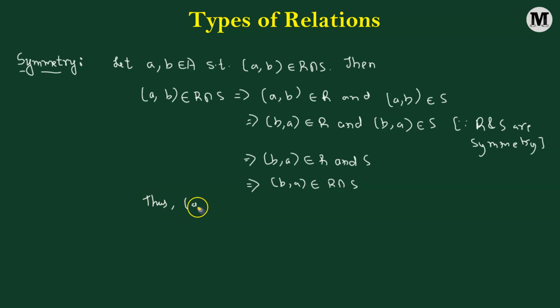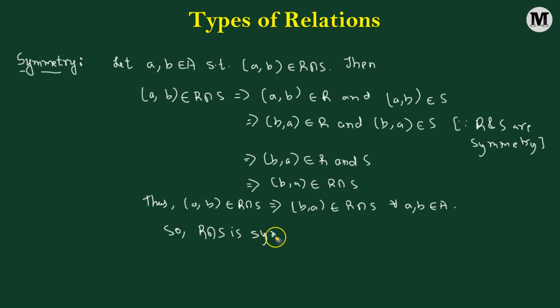(A, B) belongs to R intersection S implies that the ordered pair (B, A) also belongs to R intersection S, and this is going to be true for all values of A and B belonging to the set A. So here we have shown that the relation R intersection S is symmetric. This is a symmetric relation on the set A.